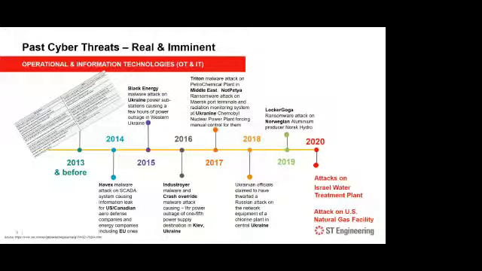Fast forward to year 2020, there are also numerous attacks on the critical information infrastructure. These include water treatment plants, attacks on the US natural gas facilities, manufacturing plants like the car factories, etc.